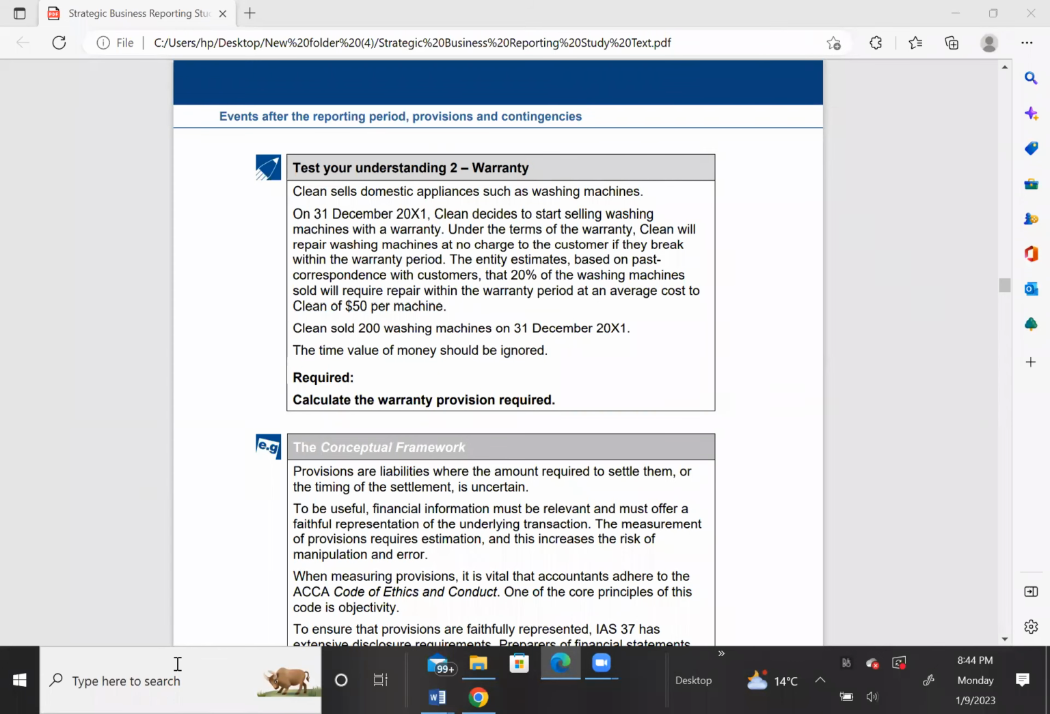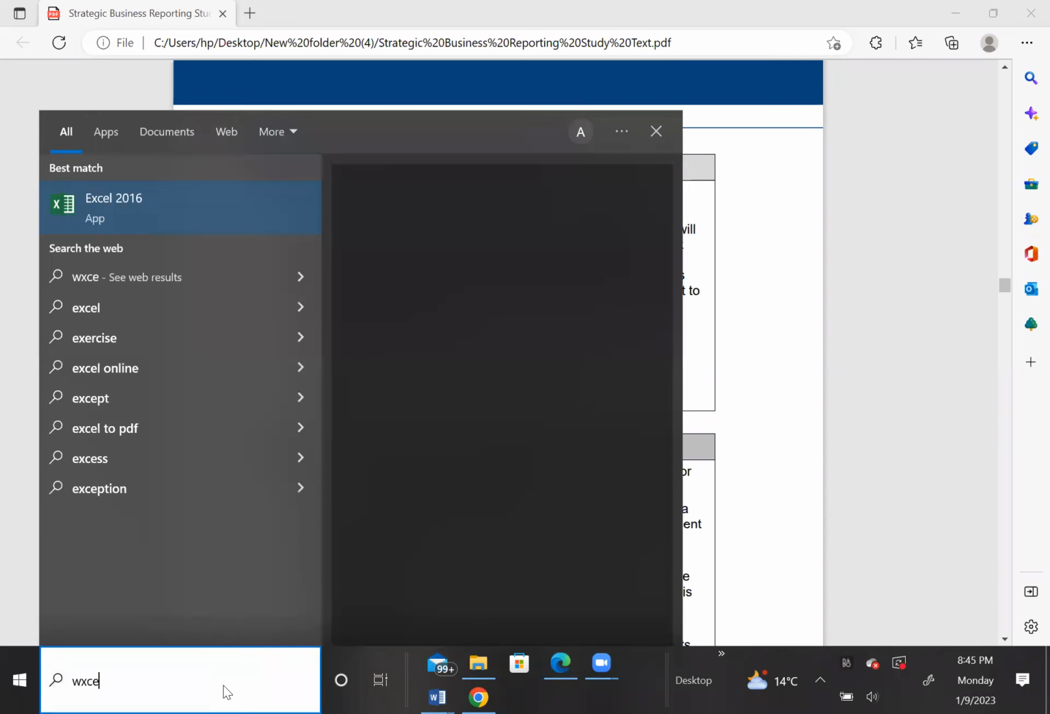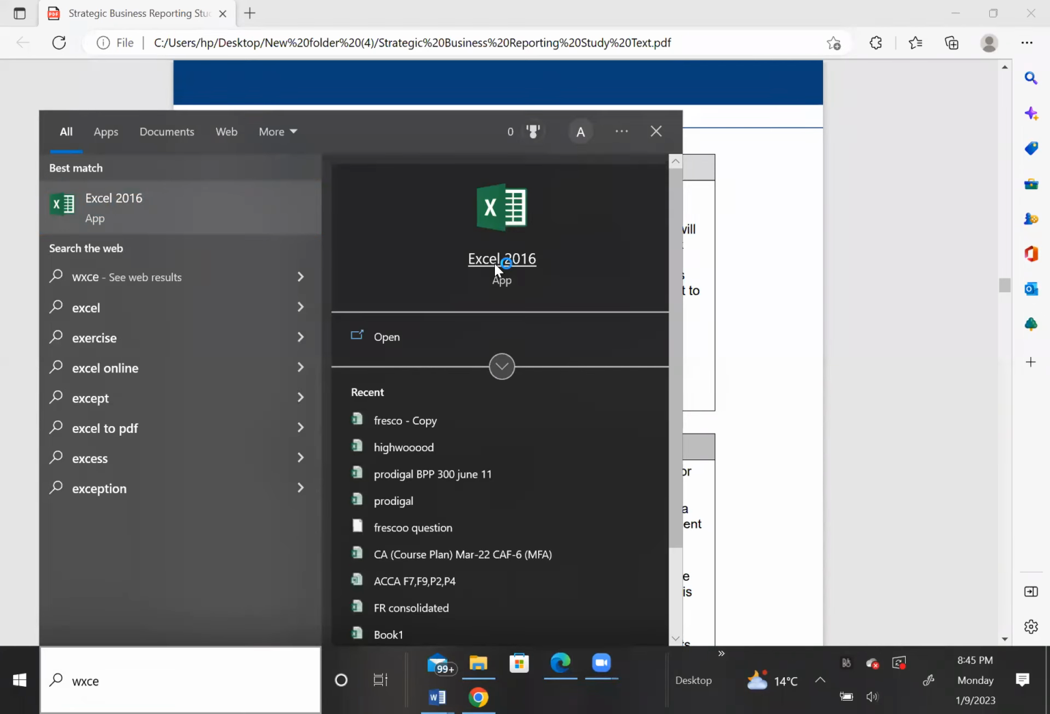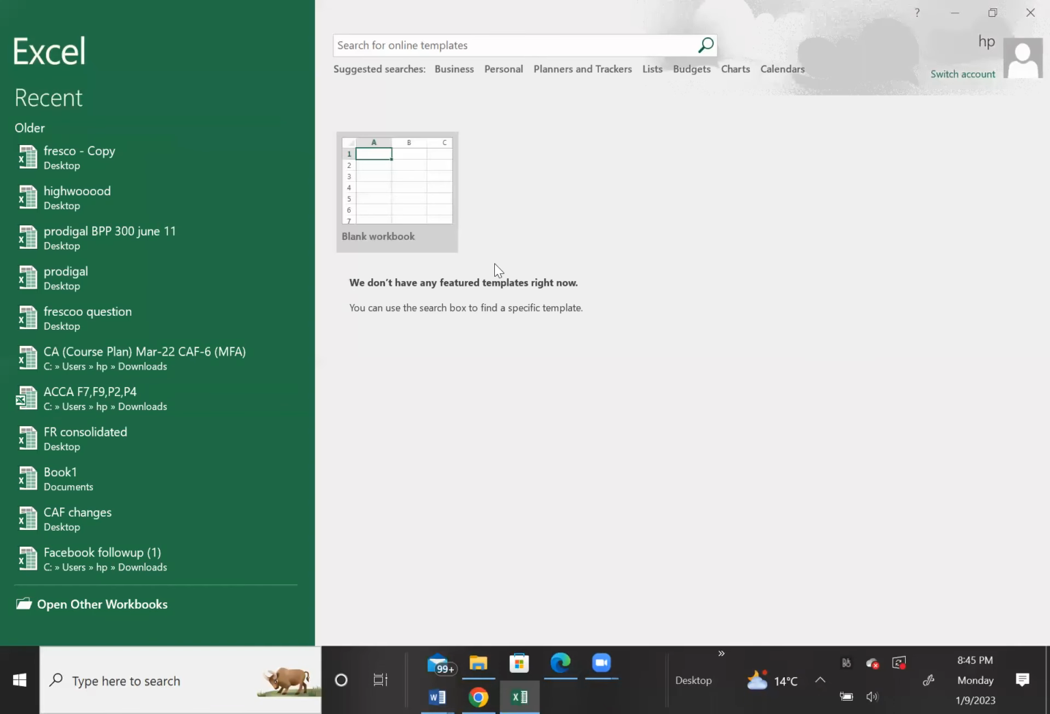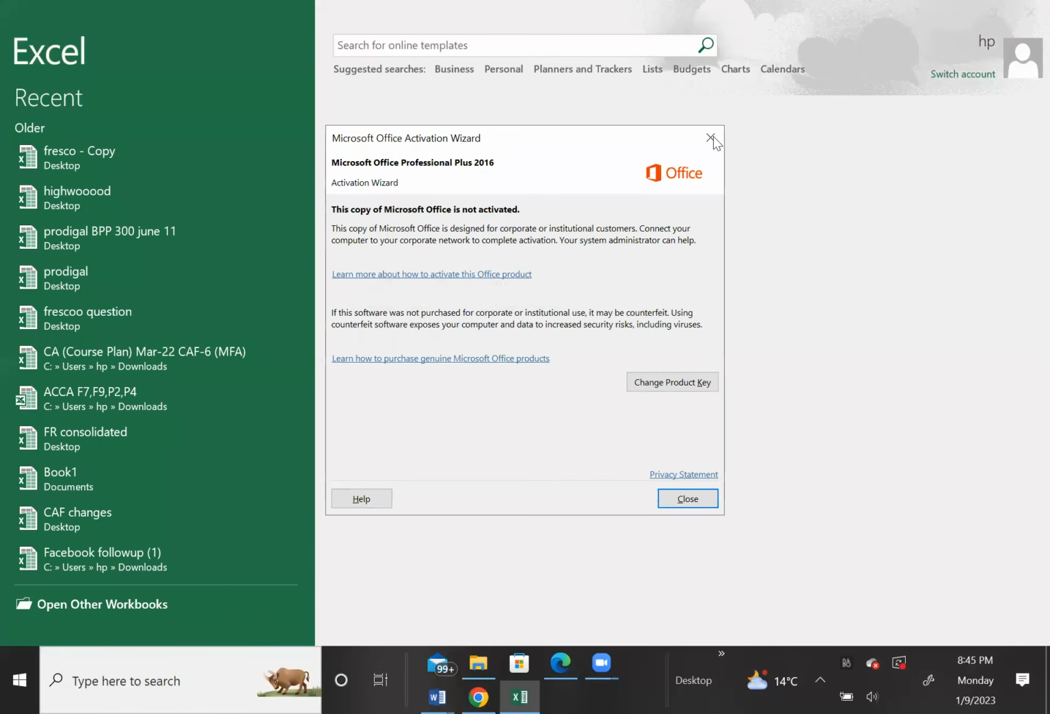And Clean sold 200 washing machines on 31st December 20X1. So that means out of 100%, 20% of machines would require repair cost and 80% of machines would require no repair cost. So if we calculate the value of the provision, that would be based on the expected value method.